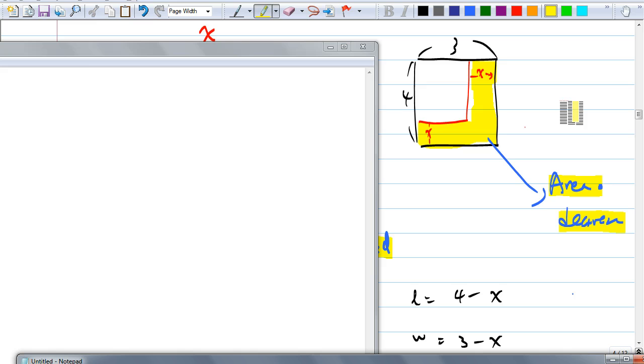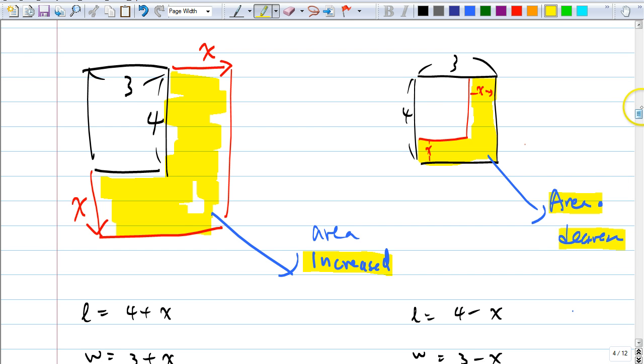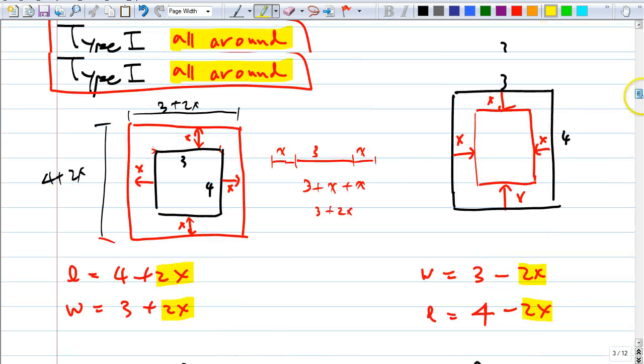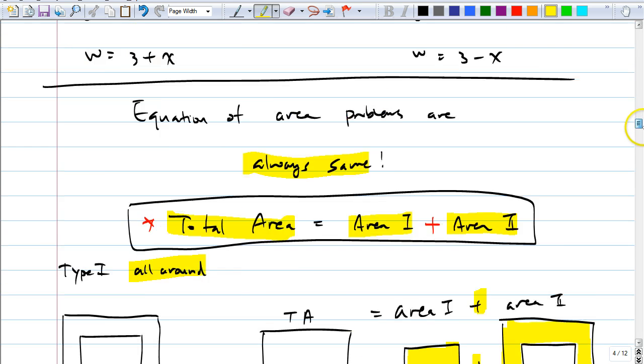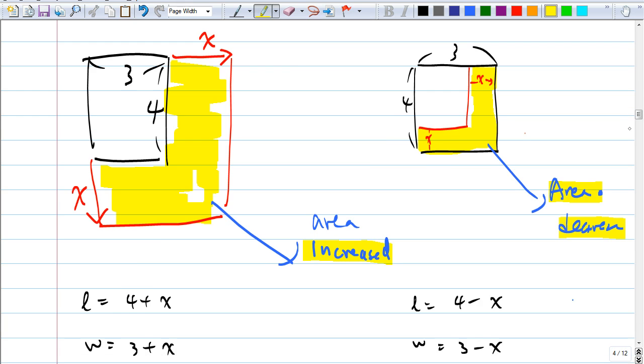If you know that, let's do an example now. Is that okay? So this is really important that you understand the difference between type 1, where this is all around, right? Like this picture, right? And type 2, where is this picture? Are we okay with this? All right. Here we go.